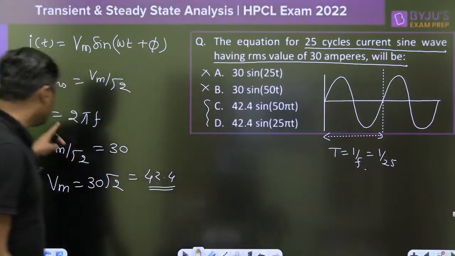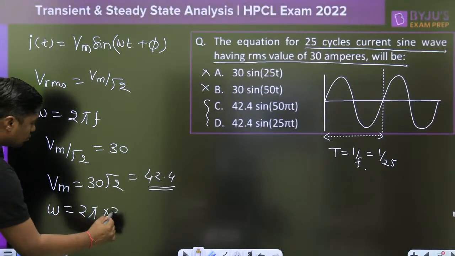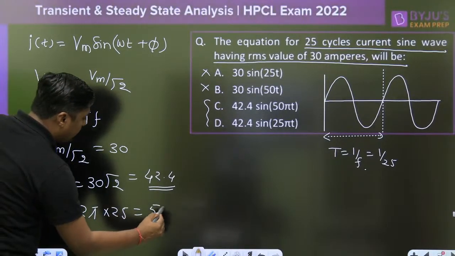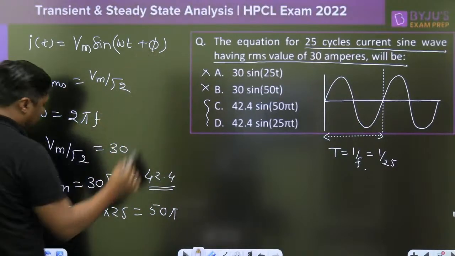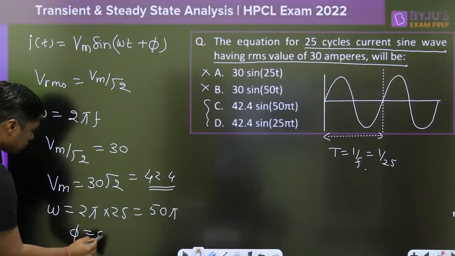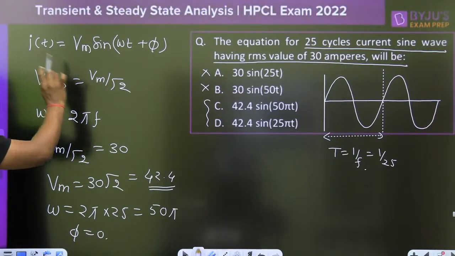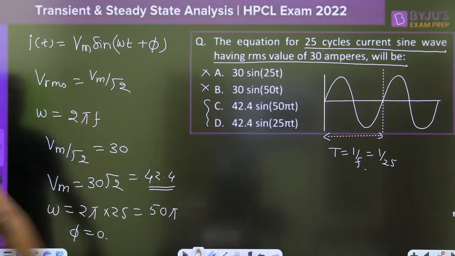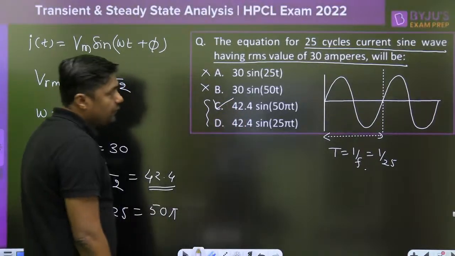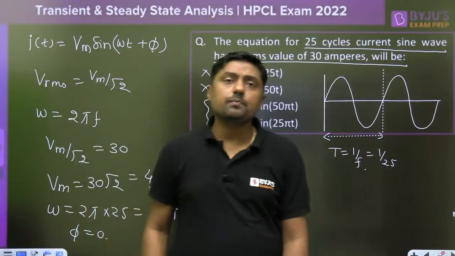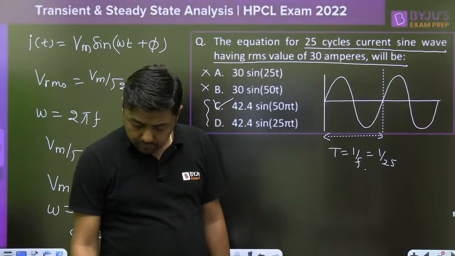Now you can put here what is the value of the omega? 2 pi into 25, that is nothing but 50 pi. And phase is not given, so let's take phi is equal to 0. There is no phase variation. So it will become 42.4 sine of 50 pi t. That is the answer. Very, very simple representation of this question. Okay. Then next question.